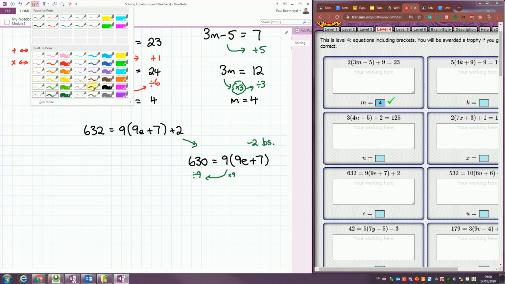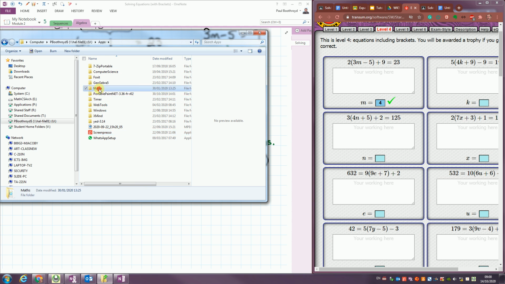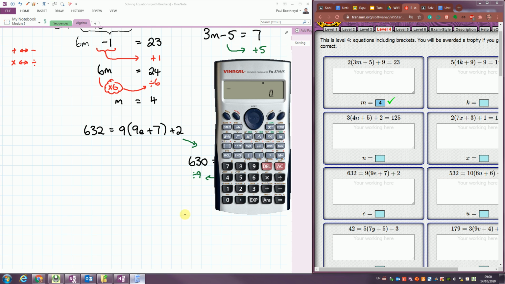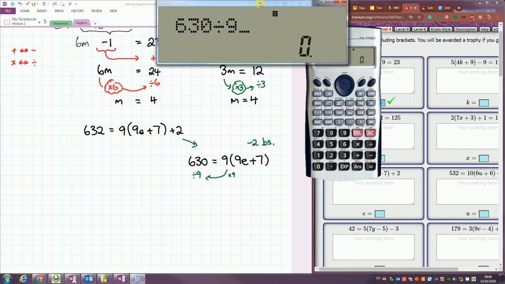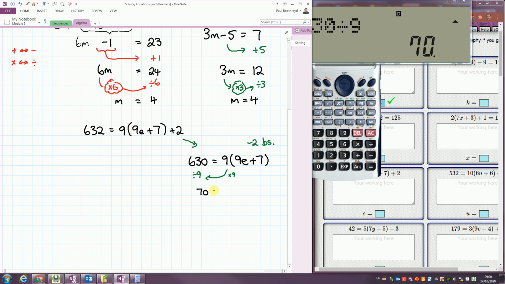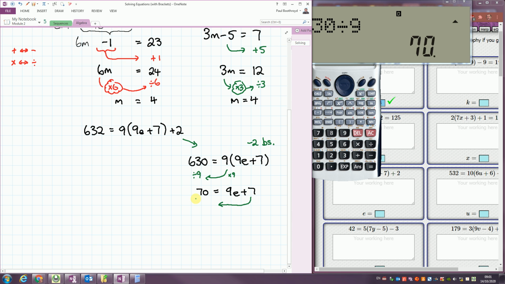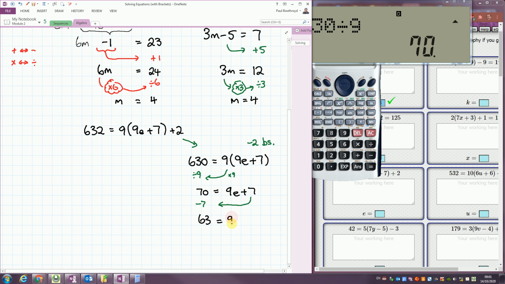And if you grab a calculator, 630 divided by 9 is 70, and that is equal to e plus 7. Subtract 7 from both sides. And that gives me 63 is equal to 9e.